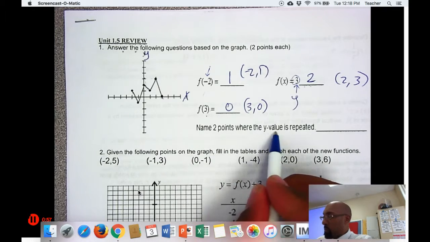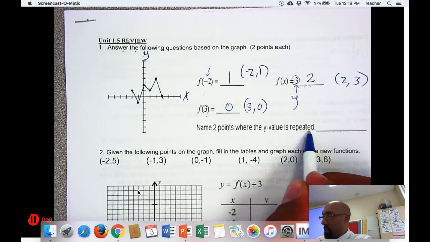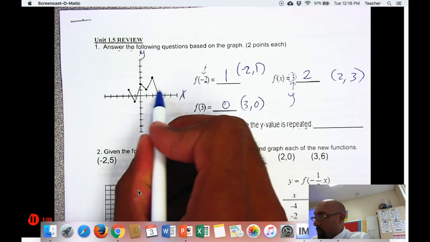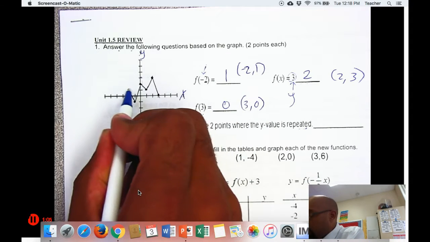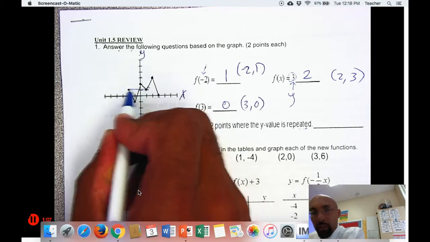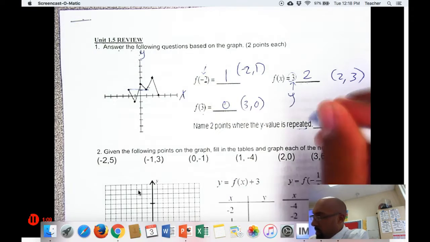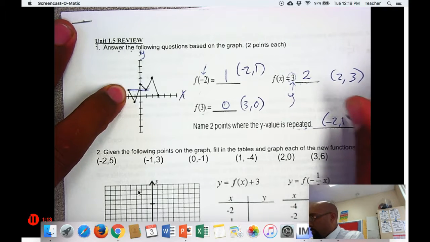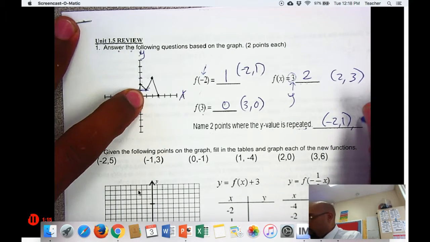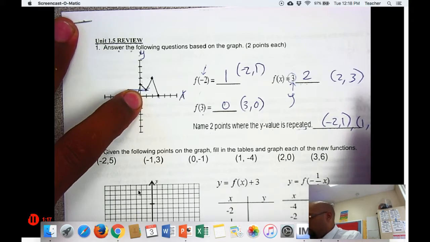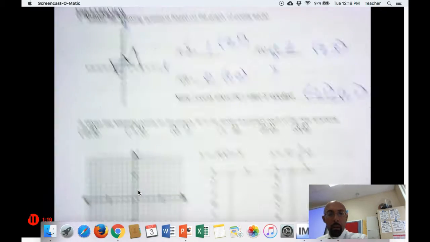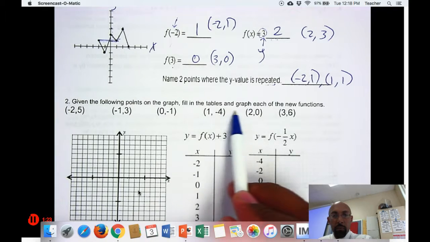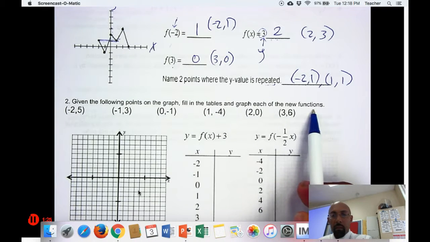Name 2 points where the y value is repeated. Well, we're just looking for 2 points that are on the same level, and that would be these 2 points here. So the first one would be -2 and 1, and the other would be 1 and 1. Now, given the following points on the graph, fill in the tables and graph of each new function.